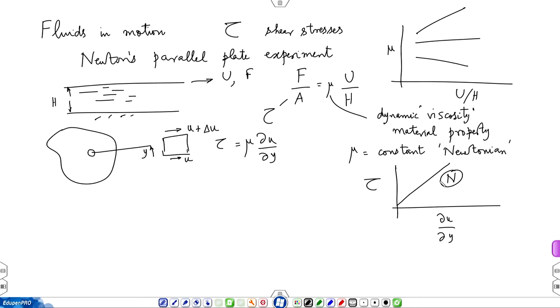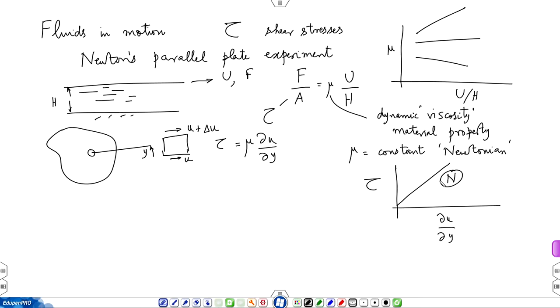The other experiment that is carried out is concentric cylinders. The inner cylinder is fixed, outer cylinder is given rotation, or the other way around. Outer cylinder could be fixed, inner is given rotation. But how can a circular geometry approximate planar geometry? When will that happen? When the radii of curvature become very large. That means the gap R2 minus R1, let us say, becomes very small compared to R1 and R2. Then the circular arrangement approximates the planar arrangement.